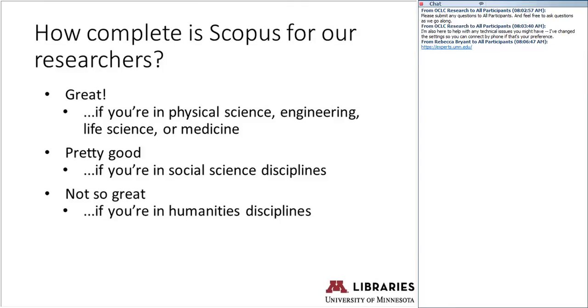It does a pretty good job if you're in the social science disciplines of bringing in all of your work, but not perfect. And it's not really so great at all if you are in a humanities discipline. The focus is very much on published articles. There are so many different kinds of research outputs in the humanities that are not captured by Scopus.